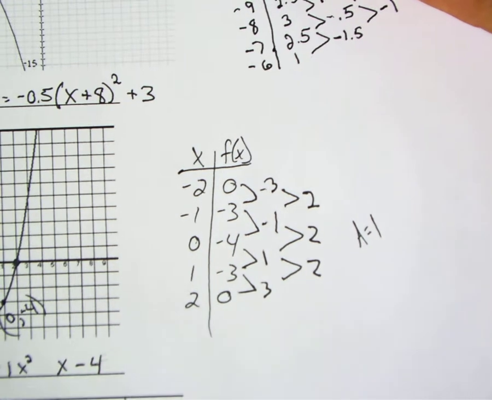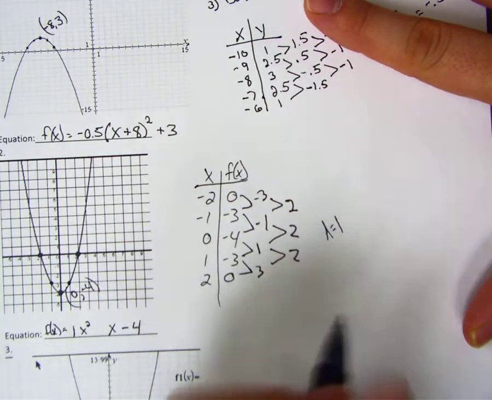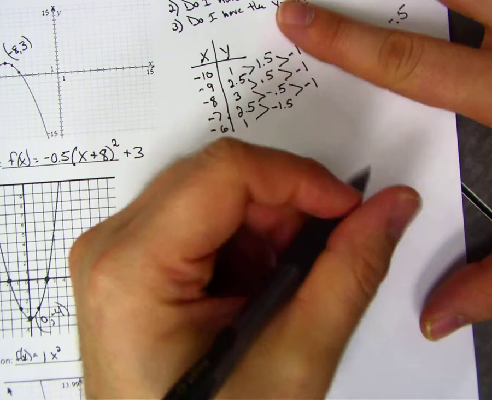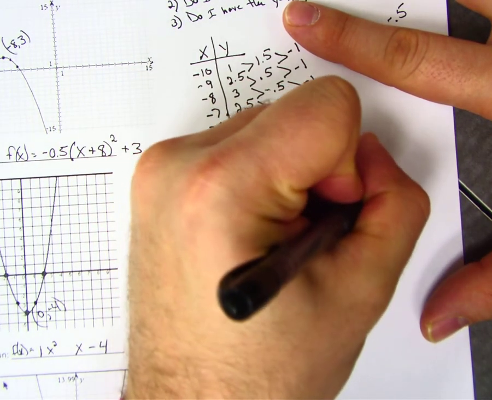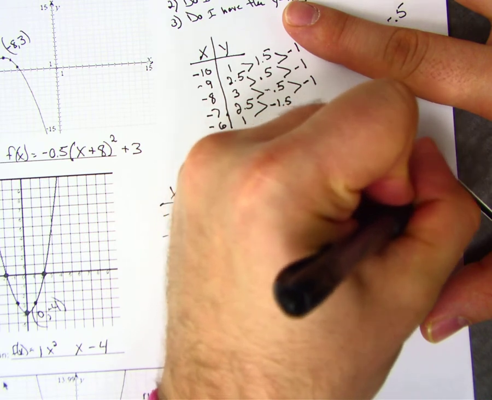Some of you may be thinking, oh, Mr. Dodge, I already know the b value. Great. But for those of you that don't or are struggling with finding it, I'm going to write this out for you. f of x equals ax squared plus bx plus c.